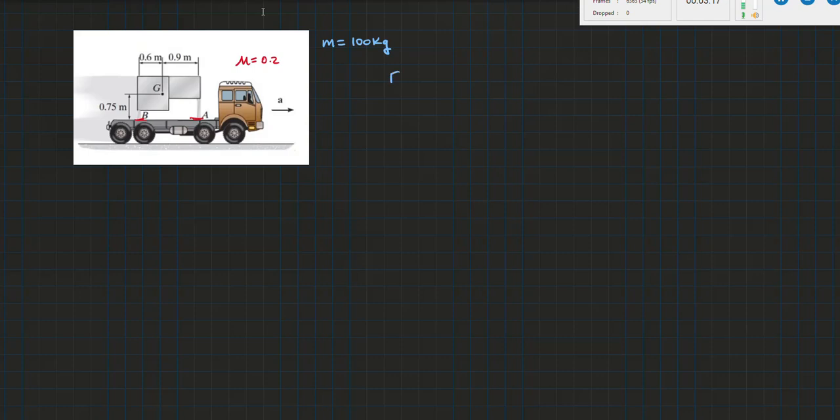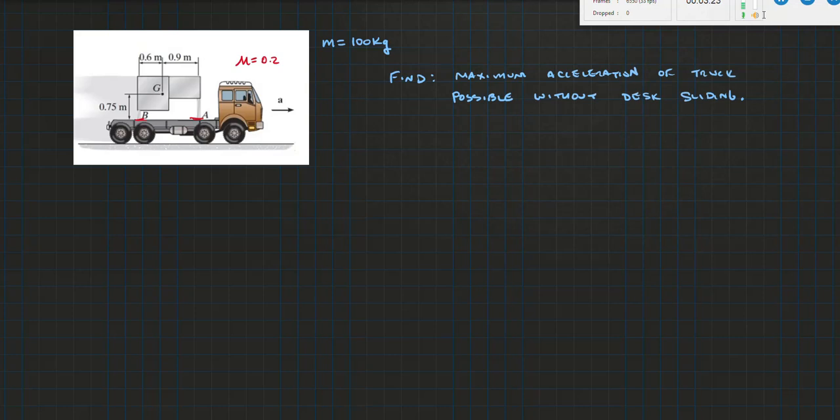So we want to find the maximum acceleration of the truck possible without it losing the desk, or without the desk starting to slide. If the desk starts to slide, it's just going to continue to slide and it'll slide off. So let's draw a free body diagram of our desk. We're going to have a weight here, and that's 9.81 times 100 kilograms, or 981 newtons.